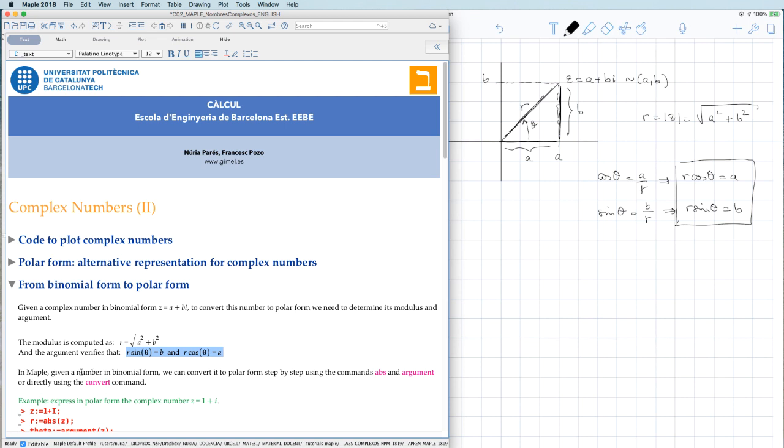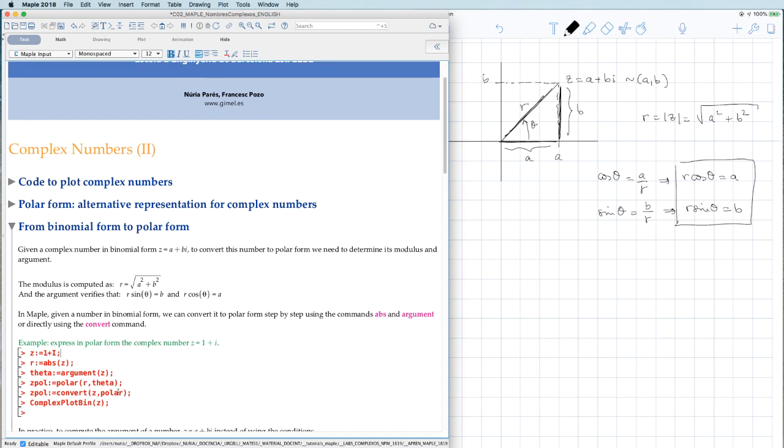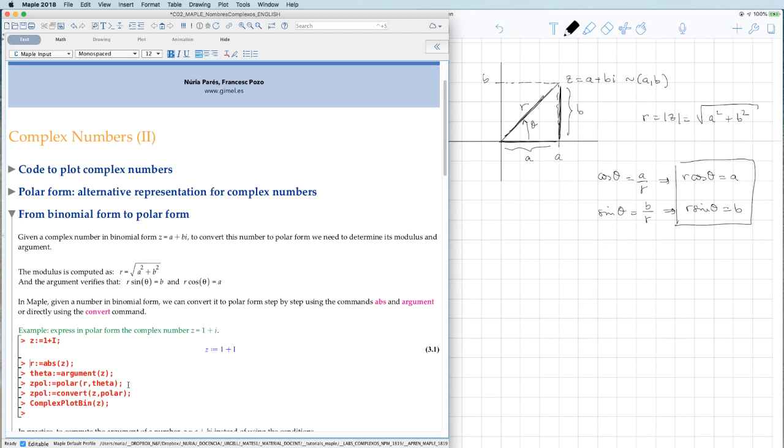In Maple, we can convert a number from binomial to polar by just using the convert command. So here we define a number 1 plus I. Okay, again you can come here, 1 plus I, you can do this. 1 plus I is going to be 1, 1. This is going to be the number. Of course, we know that this distance is going to be square root of 2, and that theta is going to be 45 degrees, so pi over 4.